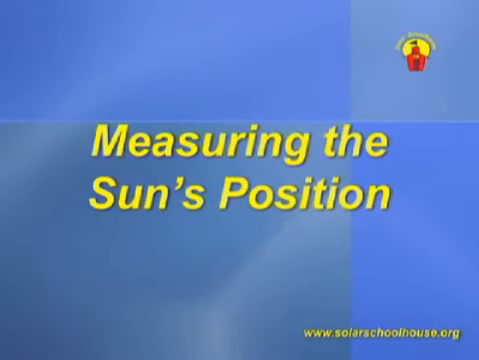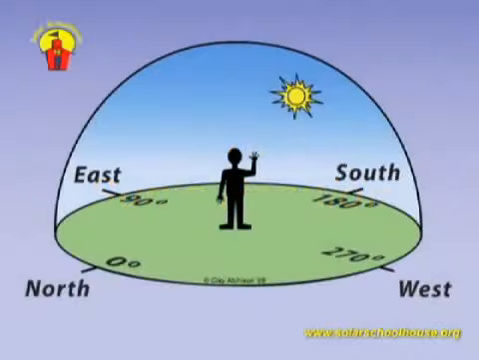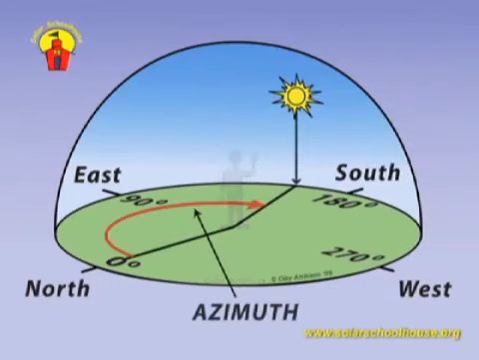To do this, let's imagine we're standing under the exact center of the sky dome and that the sun is somewhere on the inside surface of the dome. The sun's position on the sky dome is a combination of two measurements. The first measurement is the sun's direction on a compass.